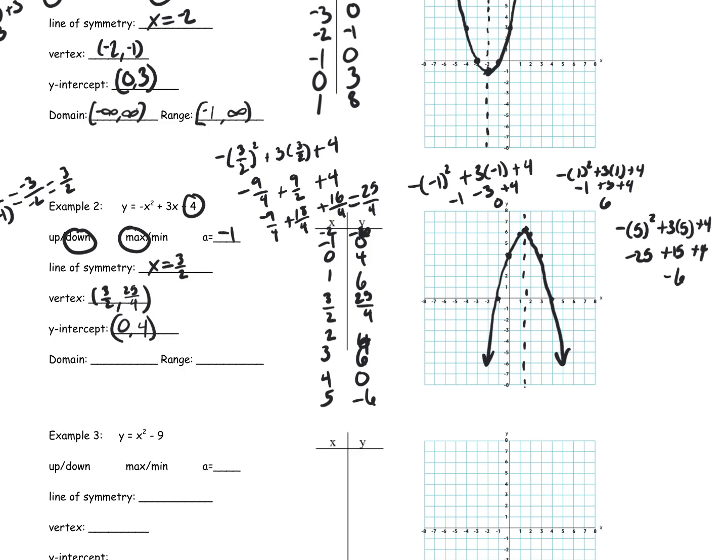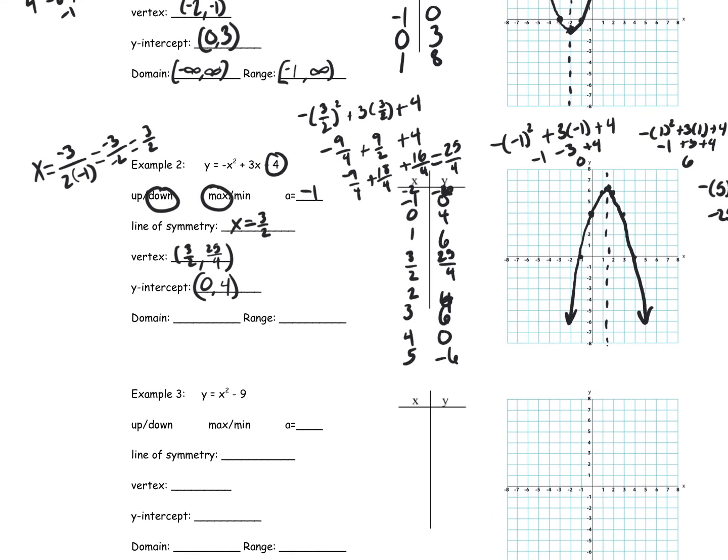Now we have our vertex and several points to plot our parabola off of. That opens downward. Of course, our domain is always -infinity to +infinity. Our range is going to start at -infinity, and it's going to go up to that maximum value of 25/4.